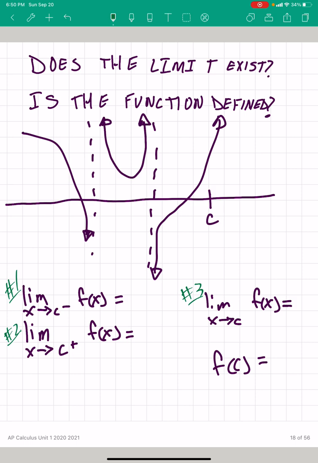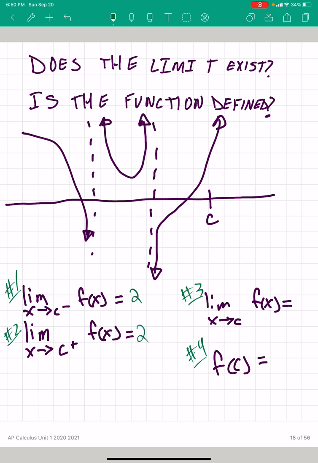Okay, so if you've done these problems and you got the right answer, you should see that number 1, the limit as x approaches c from the left, looks to be 2 units up from that x-axis. So we would say this limit equals 2. The limit as x approaches c from the right? Let's take a look. It's the same height, so that also would be 2.